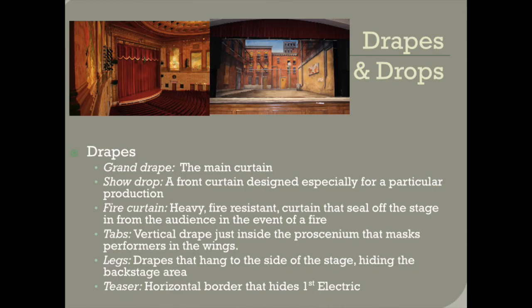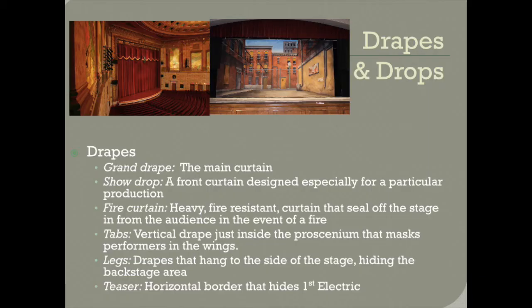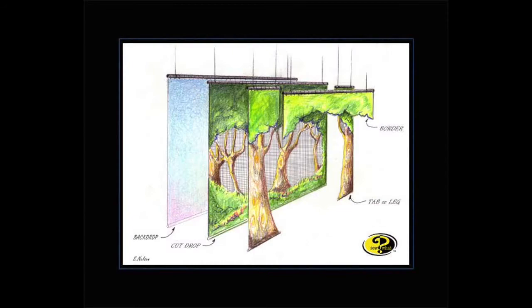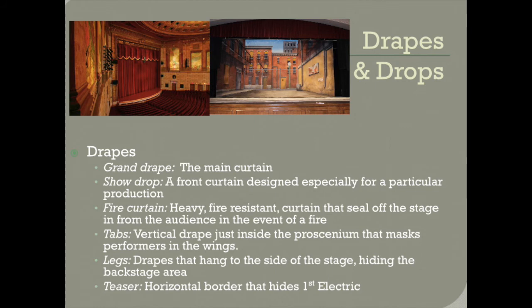Drapes and drops. A grand drape is the main curtain, like the red curtain you see in operas. Most theaters have them, like grand theaters or proscenium theaters. A show drop: a front curtain designed especially for a particular production. A lot of times these can be painted or printed, because now we have the capability to print giant things. A fire curtain, I've talked about this, is a heavy fire-resistant curtain that seals off the stage from the audience in the event of a fire.